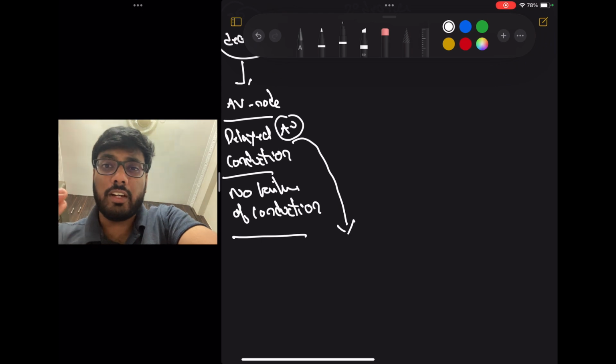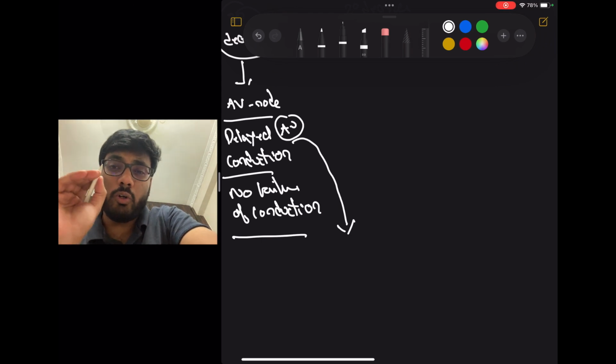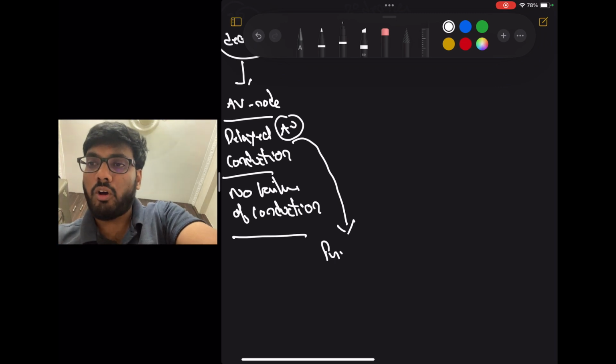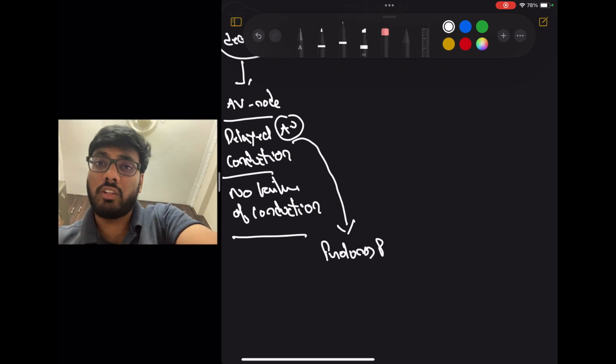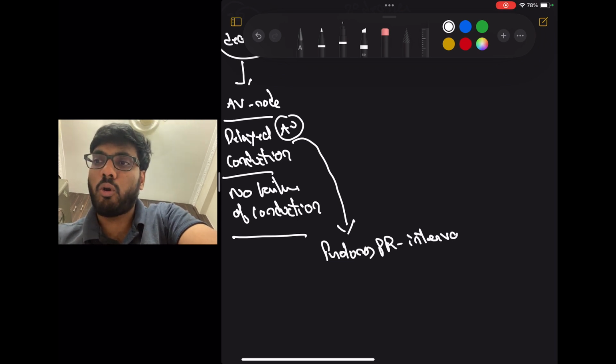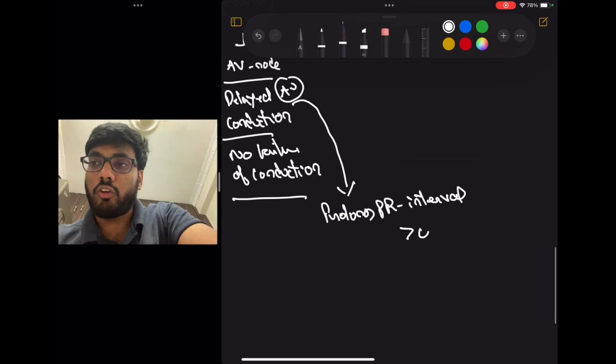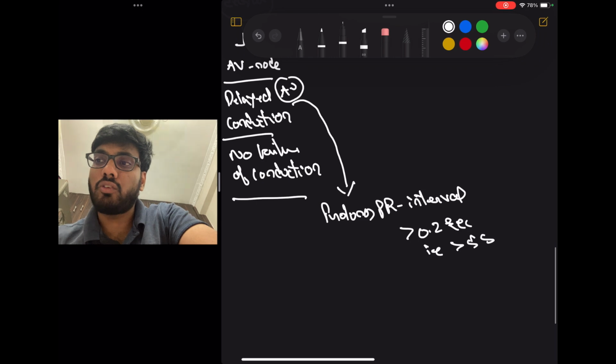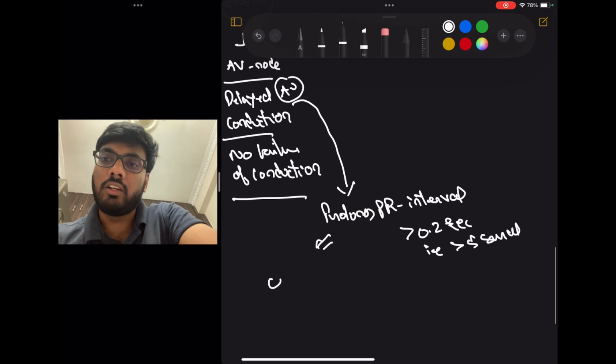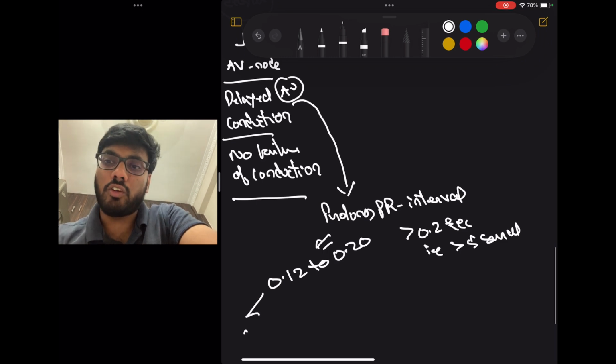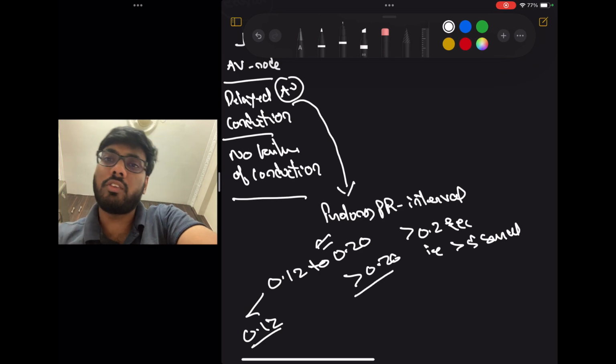So if there is delayed AV conduction, what will be the ECG finding? I told you that in ECG the AV nodal delay is represented by the PR segment. So what will happen here? There will be a prolonged PR interval because of this delayed AV conduction. We call it a prolonged PR interval when the interval is more than 0.2 seconds, that is, more than 5 small boxes. What is a normal PR interval? Between 0.12 and 0.20. If it is less than 0.12, we call it a short PR interval. If it is more than 0.20, we call it a prolonged PR interval.